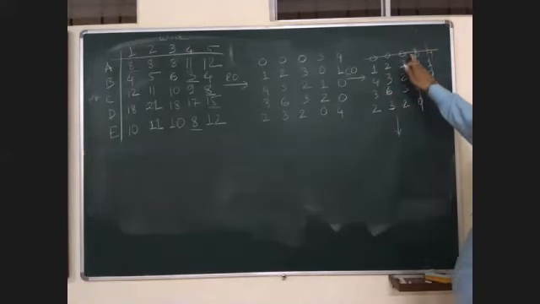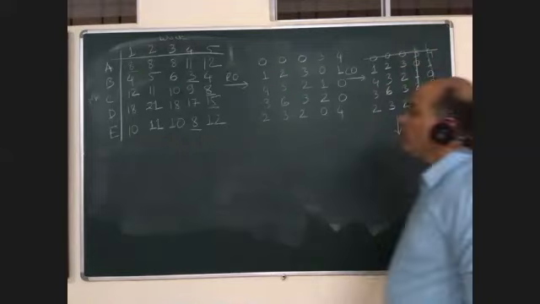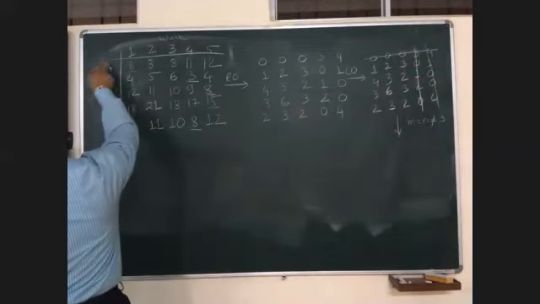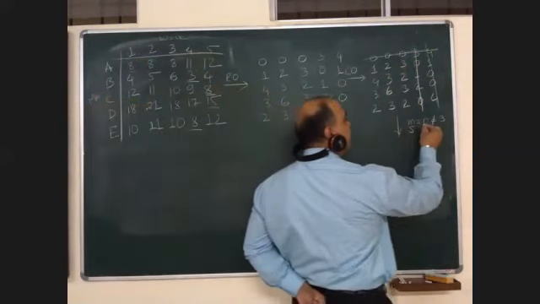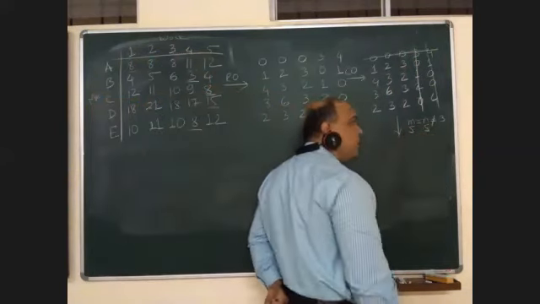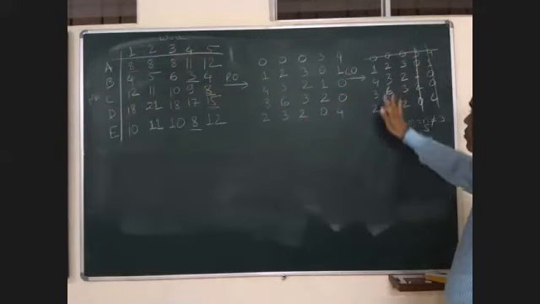How many lines do I get? 1, 2, 3. And how many lines do we require? 5 we require. 1, 2, 3, 4, 5. We require 5, but we get 3. It means we have not reached the final answer.